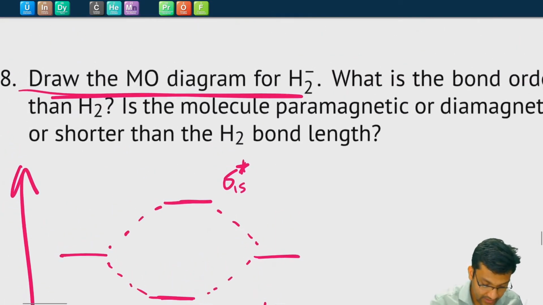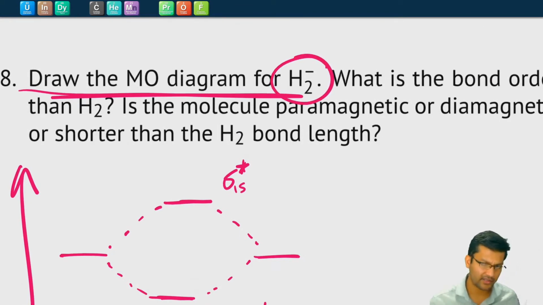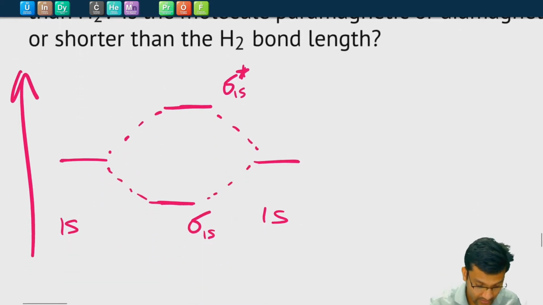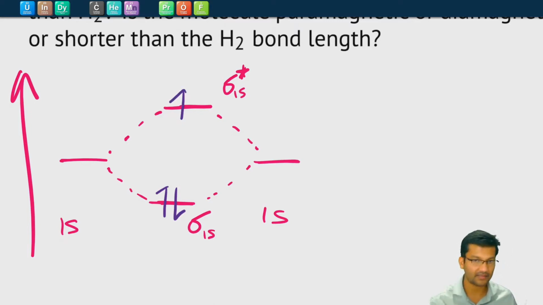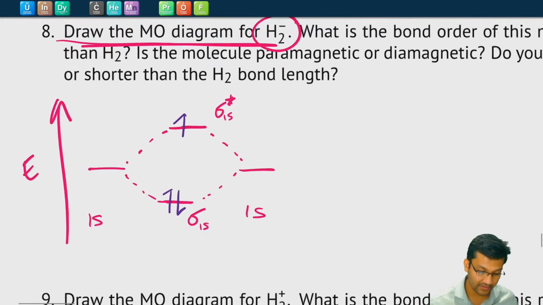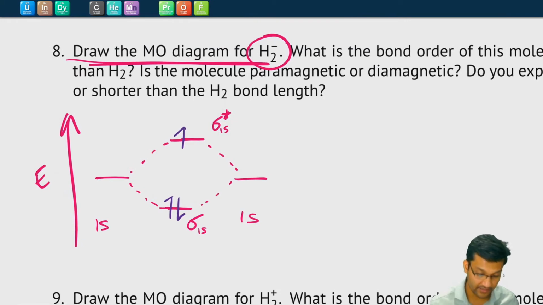Okay, we're looking at H2 minus. How many electrons does it have? Well, every hydrogen has 1 electron, and there's a negative charge, so that's another electron. So we have 3 electrons to put in, so let's do that. 1, 2, 3 electrons. That's it. This is our molecular orbital diagram for H2 minus.